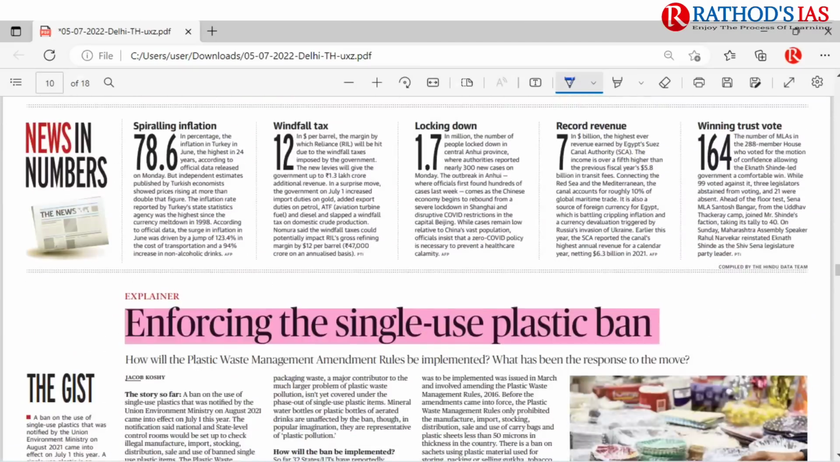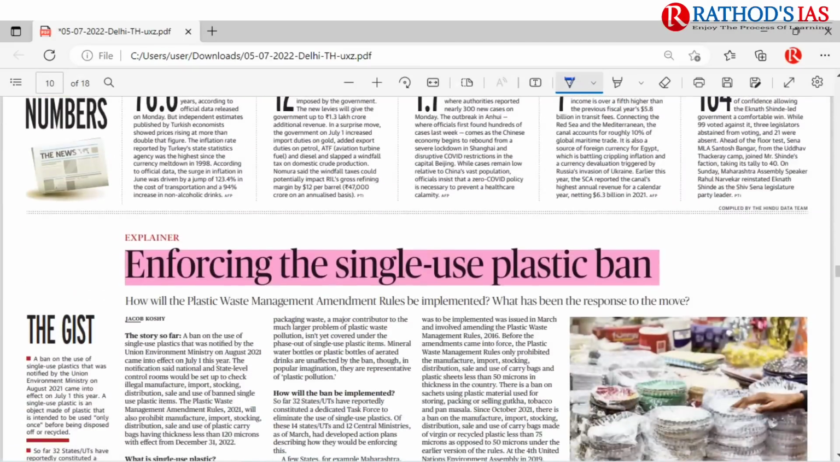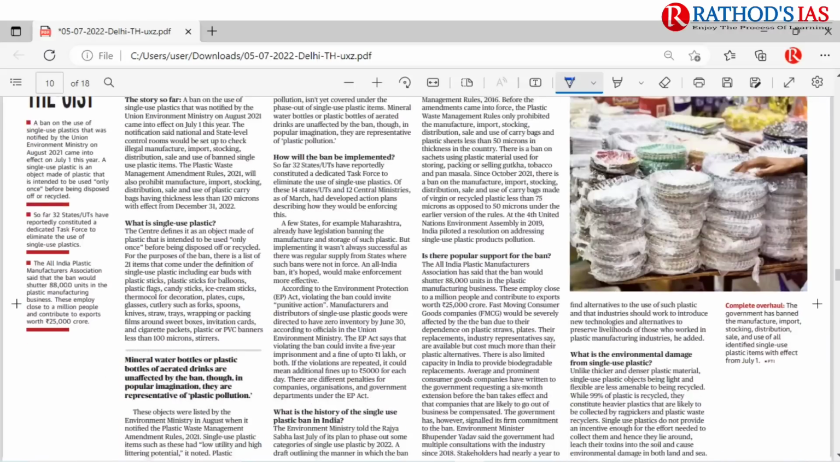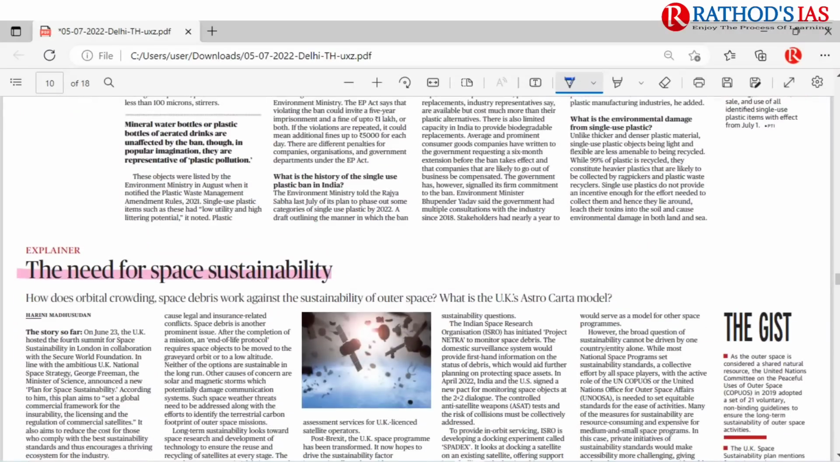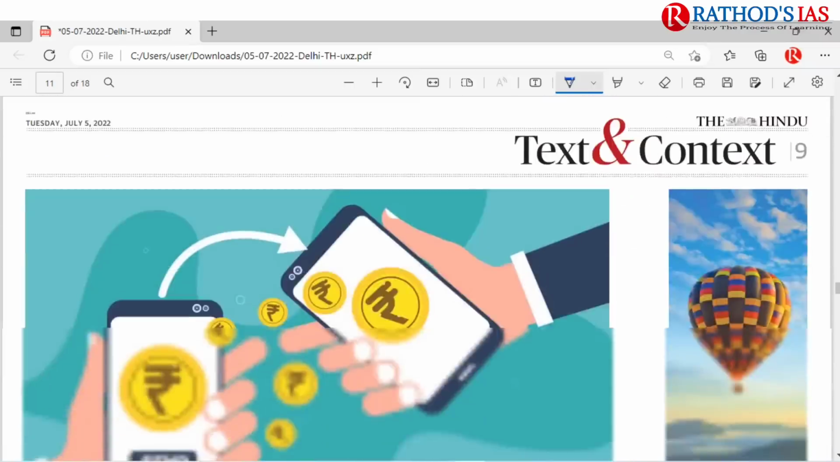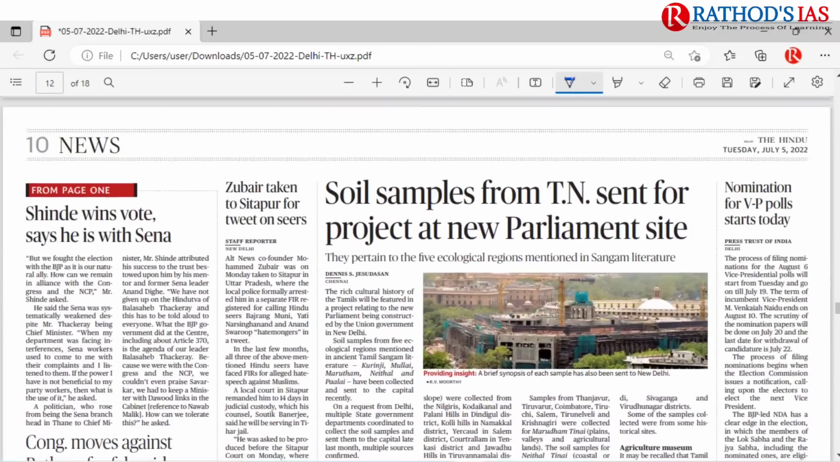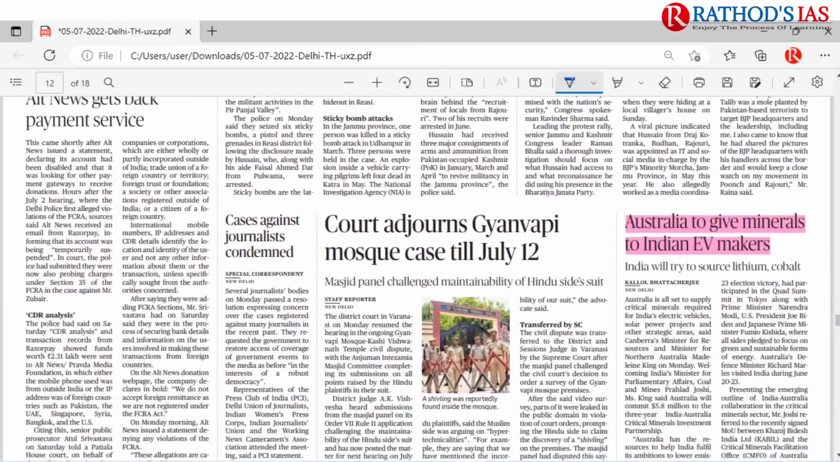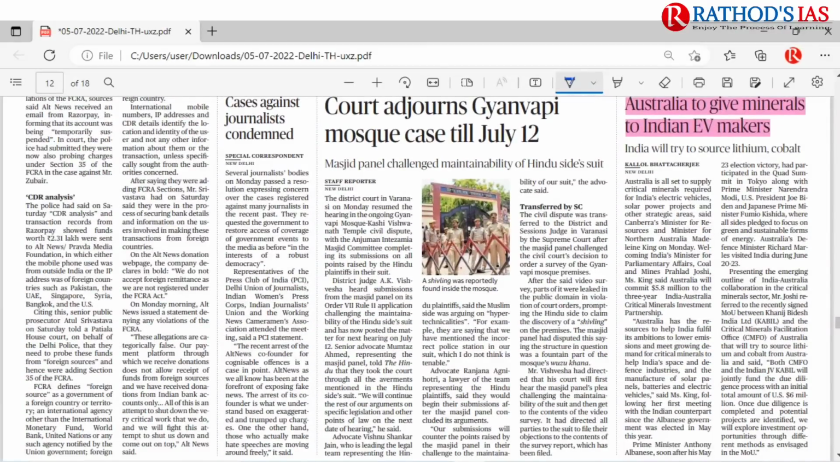If you move forward in this context, this article is about the single-use plastic ban. In yesterday's lecture I discussed in detail what single-use plastic is and what its impacts are. This one is regarding space sustainability, and I discussed this topic. If you move forward to page number 10, you can see Australia to give minerals to Indian EV makers. It is talking about some critical minerals which are helpful for Indian electric vehicles. So this is about India-Australia relations.